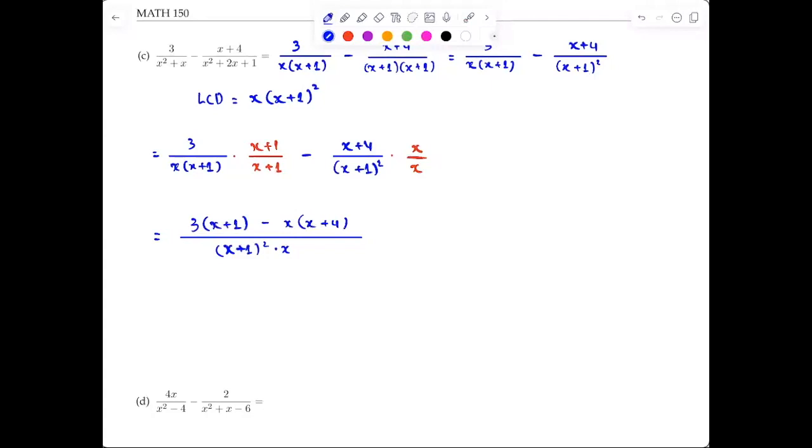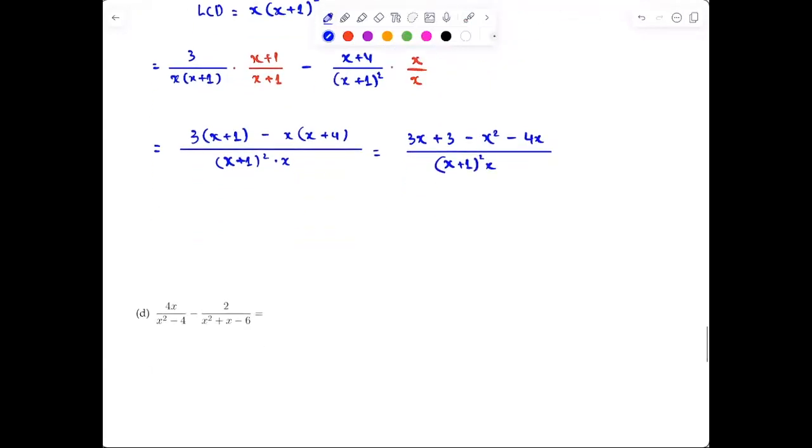Simplify the numerator as much as you can. So the numerator is 3x plus 3 minus x squared minus 4x, and the denominator is (x plus 1) squared times x. And finally, you get negative x squared minus x plus 3 over (x plus 1) squared times x. Any questions?